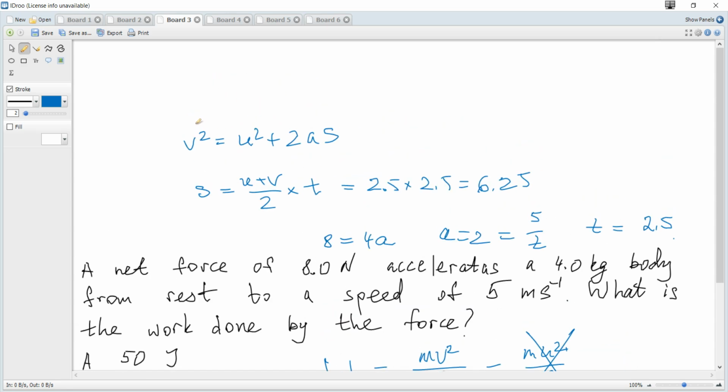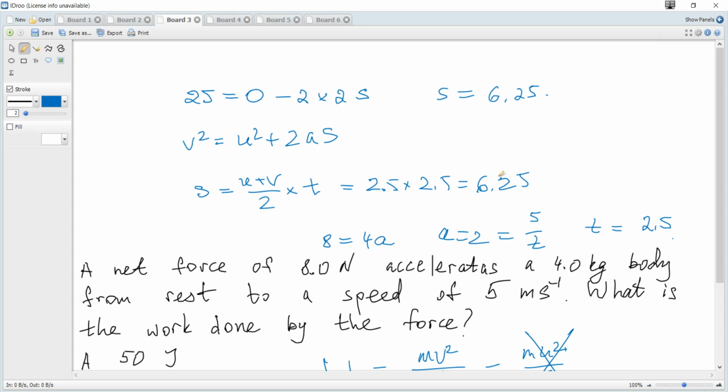using this formula. v squared, it's 25, is 0 plus, not plus, it becomes minus because it's deceleration, so negative 2 times 2 times s, so you can see that s is 25 over 4, which is also 6.25.